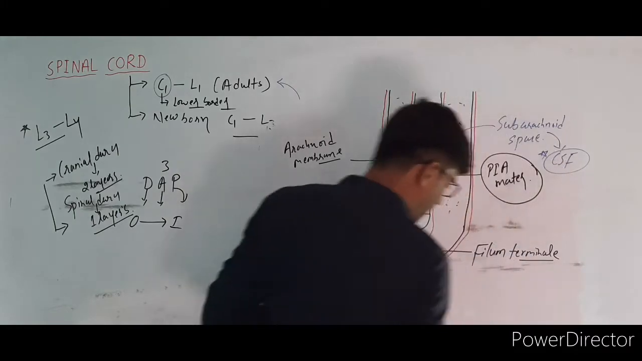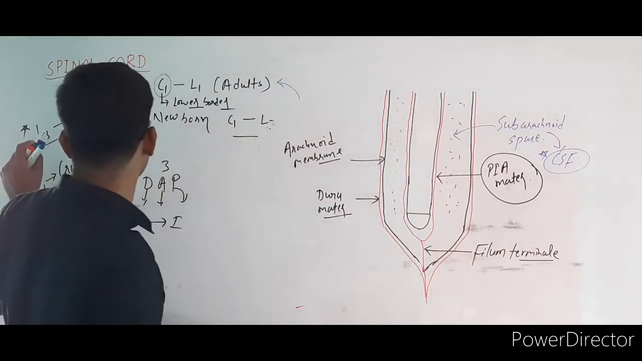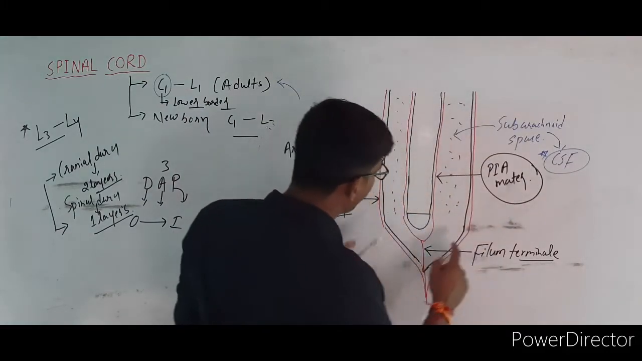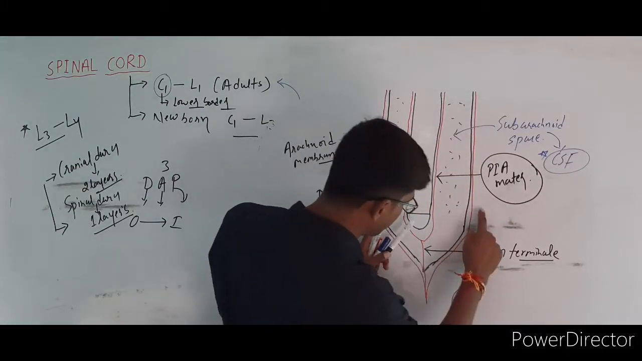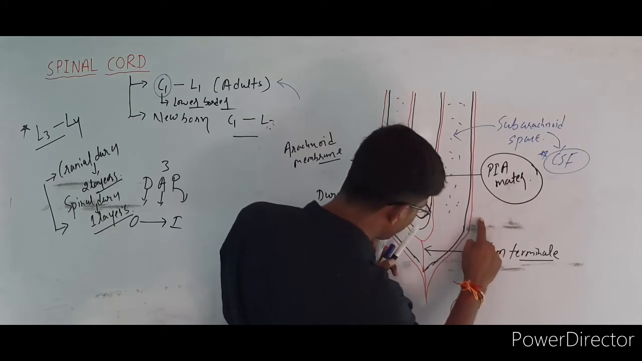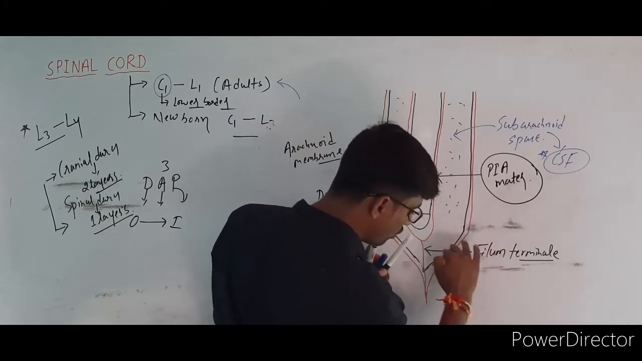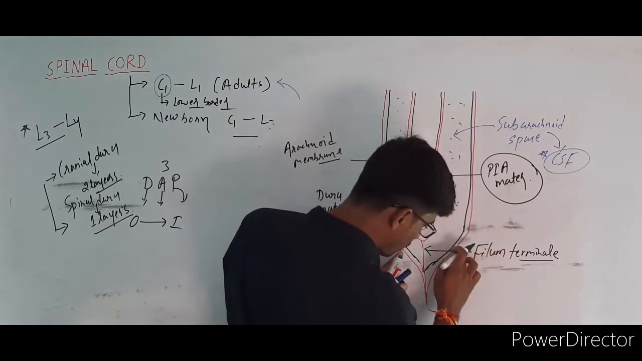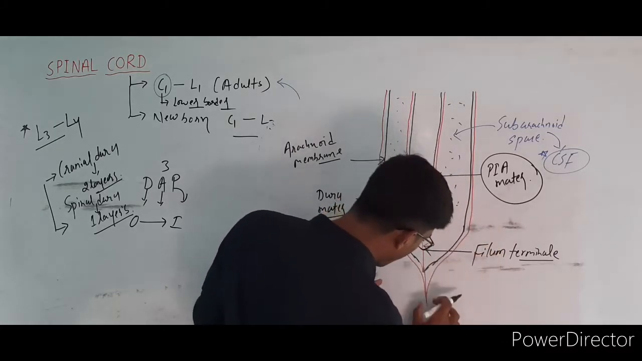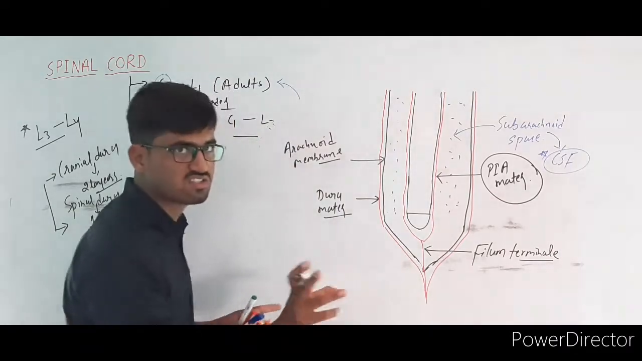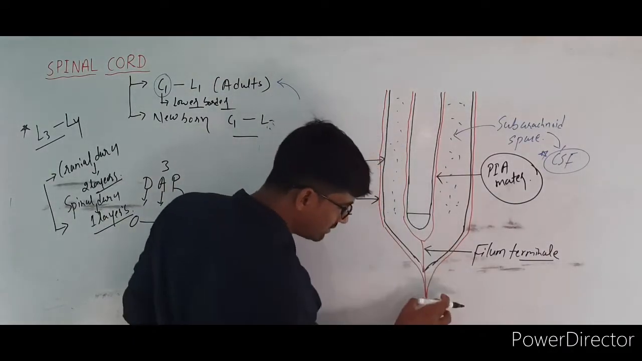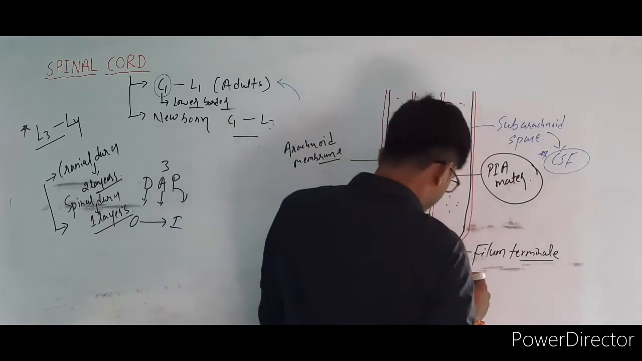Now lumbar puncture we have to do at the level L3 to L4. Okay, now one thing is the spinal dura. This is the spinal dura. This outermost spinal dura ends at the level of S2. Yes, it ends at the level of S2 and continues up to the coccygeal part, right?